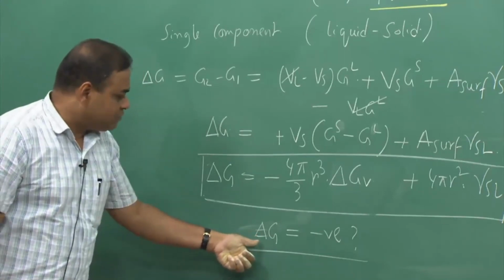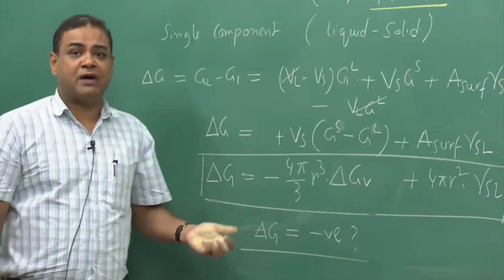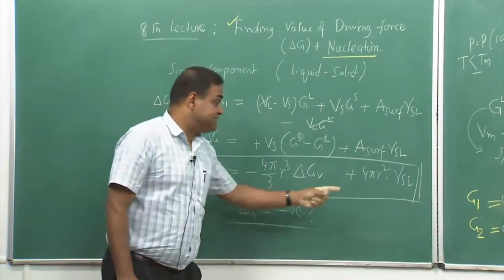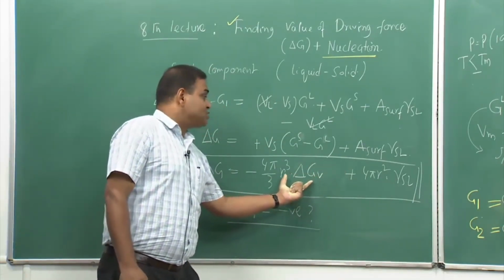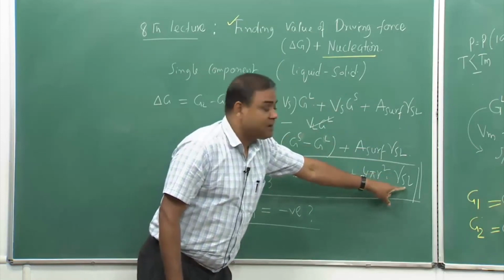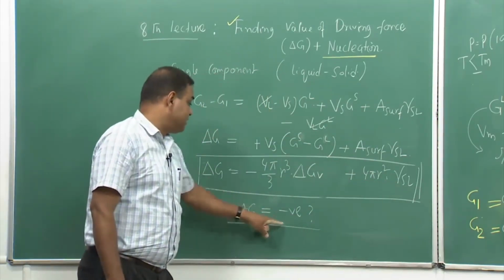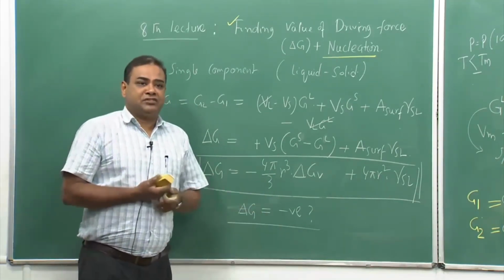Now, we have to see whether this del G goes negative in order to have transformation, because this tells me that there is a spontaneity, but this term is acting against this, and this term has to overcome this particular positive energy term. Finally, it will create the condition that del G is negative, and at that time we will have actual nucleation.